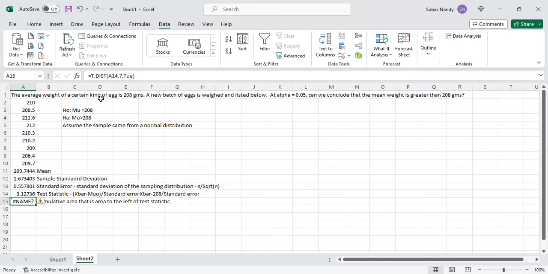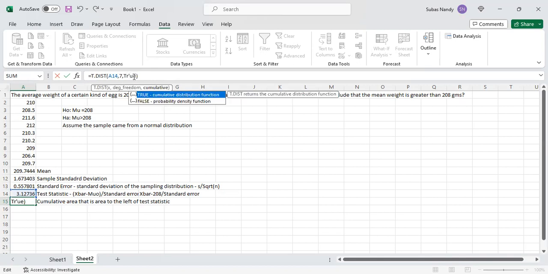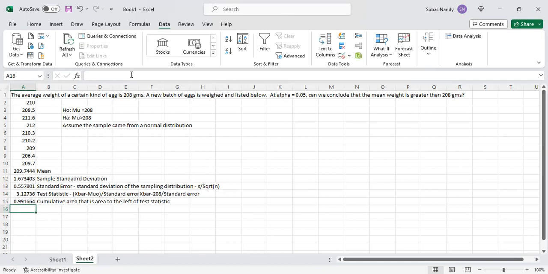Ooh, it didn't work out. Oh, TRUE. My spelling was a mistake. TRUE. And that area is 0.99164.